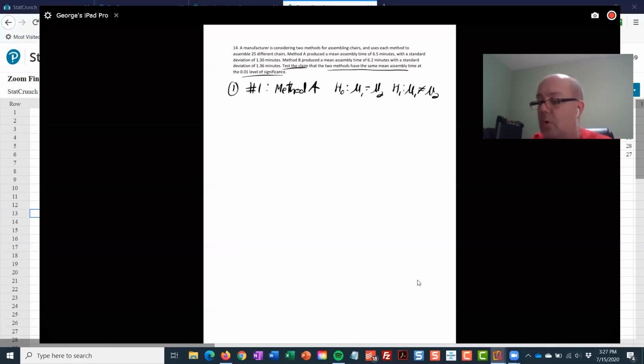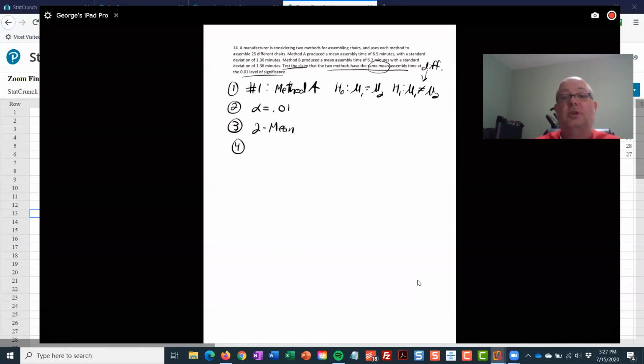Now again, remember, when we see that not equal to sign, that means that we've got to be really careful with our conclusion. The conclusion is not going to mention that the means are the same. It's going to mention that the means are different. Not equal to means different than. Level of significance in this problem is 0.01. This is a two-mean test.